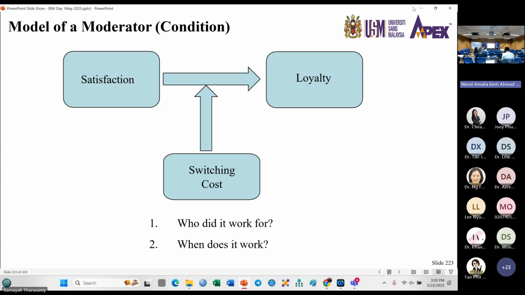Okay. After we identify the inconsistency, how do we identify possible moderators? Let's say I want to introduce switching cost, right? How do you get an idea for the switching cost? Somebody has a moderator, everybody has a moderator. How do you identify the moderator?